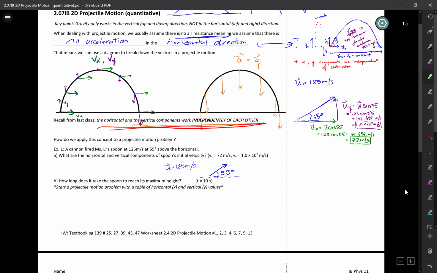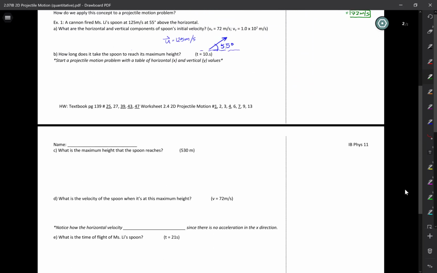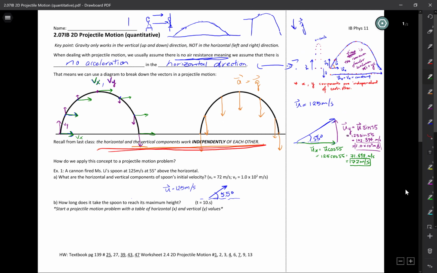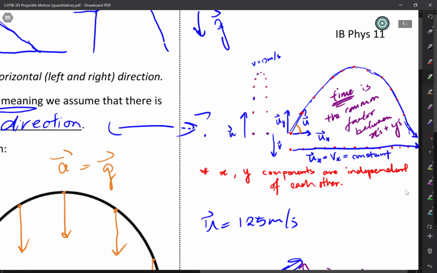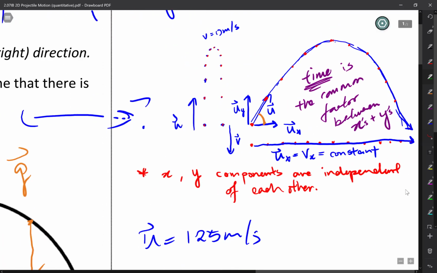B, we are going to find how long it takes the spoon to reach its maximum height. To do this one, for the rest of these problems, we're going to be splitting all of our vector values into their x and y components. And doing that, we're going to have to draw a table. The idea comes from the fact that in 2D projectile motion, you can analyze this as two individual 1D projectiles. So if I just want to find the time it takes to go up to the maximum height, all I need to do is look at my vertical motion only.